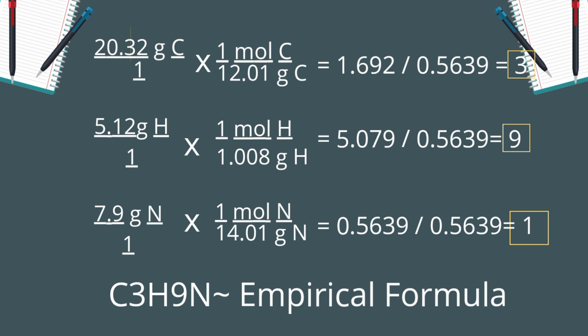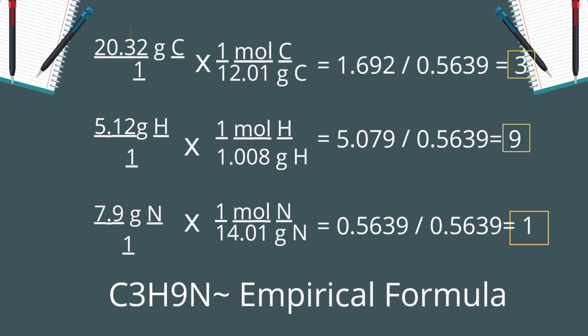Next is hydrogen. So 5.12 grams of hydrogen. The molar mass is 1.008 grams of hydrogen for 1 mole. That's 5.079. And finally, we have the nitrogen, 7.9 grams of nitrogen. The molar mass is 14.01 grams for every 1 mole of nitrogen. So this will give us 0.5639 moles of nitrogen.